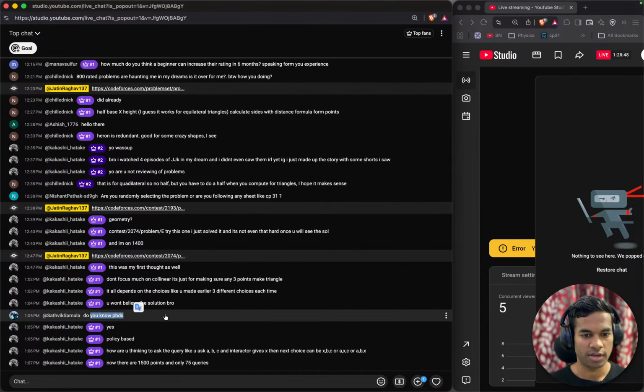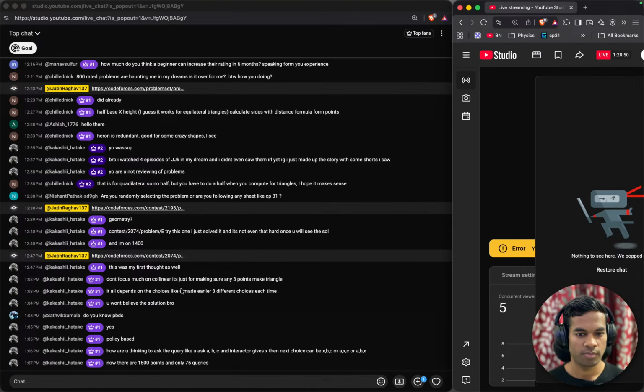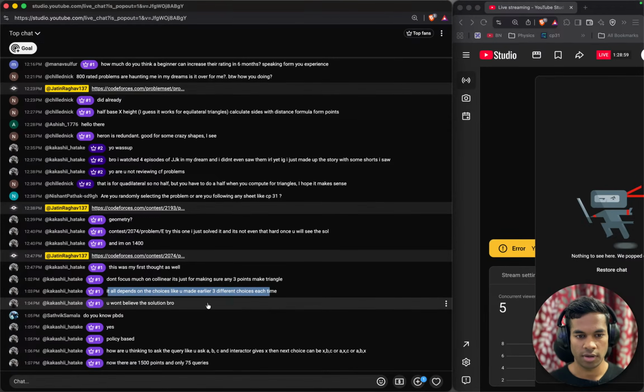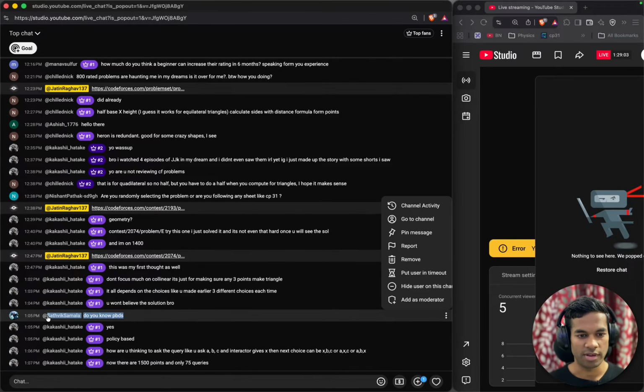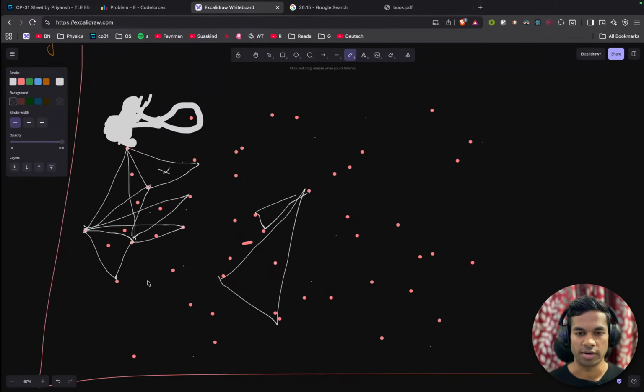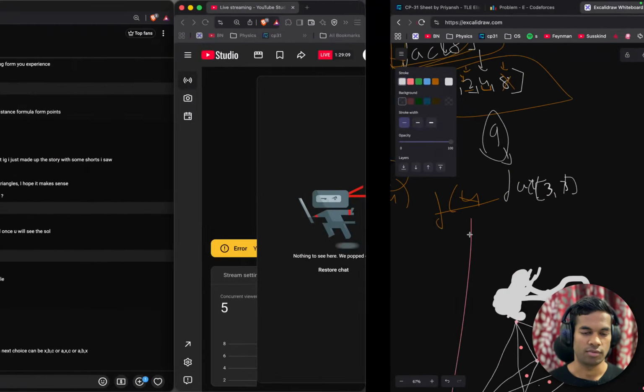Policy-based data structure. Yes, I know a bit. It all depends on the choices you made earlier. Okay. Policy-based data structures are cool. They give you sets which are ordered.